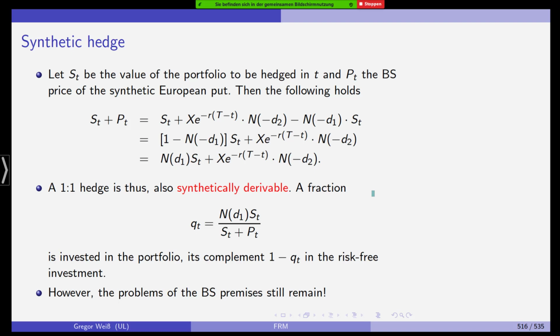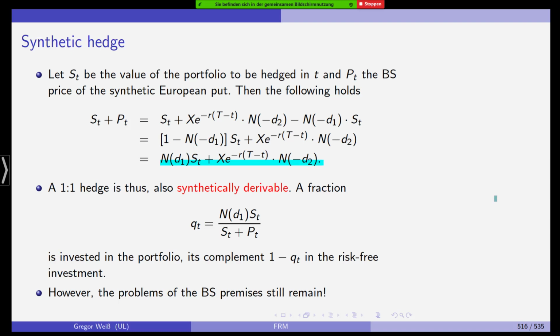Let ST now be the value of the portfolio to be hedged in T, and PT the Black-Scholes price of the synthetic European put. Then we can synthesize this. We get a synthetic hedge. ST plus PT gives you this expression here from the Black-Scholes model. And the one-to-one hedge is thus also synthetically derivable.